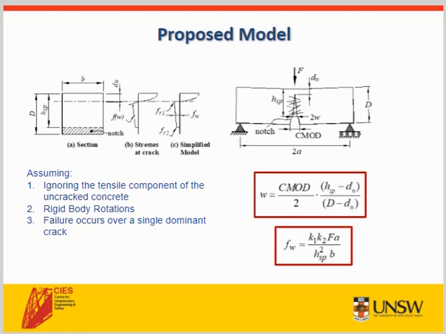With these assumptions, we first developed a generalized expression for the average crack width in a prism, which is a function of the CMOD, or the crack mouth opening displacement, which is what we physically measure during testing, and the geometrical characteristics of the beam, where big D is the depth of the prism, HSP is the depth minus the notch depth, and DN is the depth of the neutral axis, which I'll come back to in a minute.